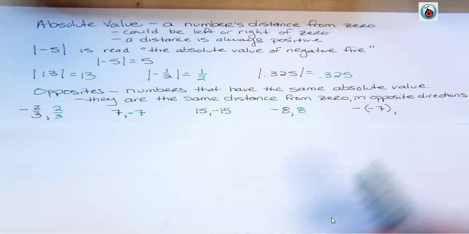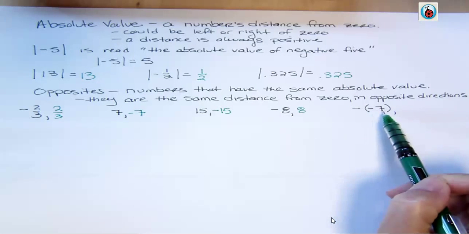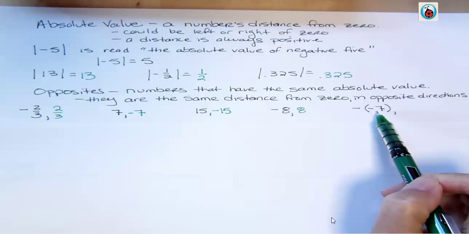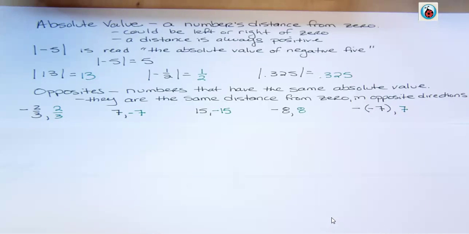What does this say? This says the opposite of negative 7. Well, the opposite of a negative would be a positive. You can put as many negatives as you want in front of something. You can figure it out by thinking of it as the opposite of your innermost number.